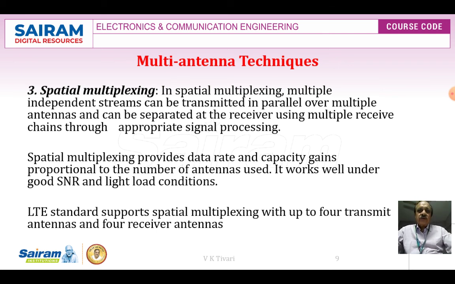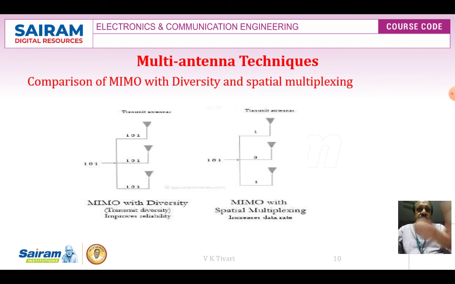The LTE standard supports spatial multiplexing with up to 4 transmit antennas and 4 receiver antennas. Already I have told that LTE is known for that. In the multi-antenna technique, you can see MIMO with diversity and MIMO with spatial multiplexing, as I told earlier. This one is diversity and this one is spatial. Here you can see how the transmit antennas are used.